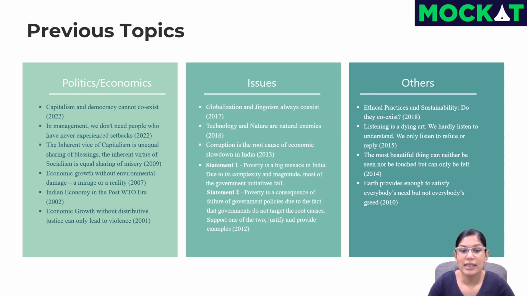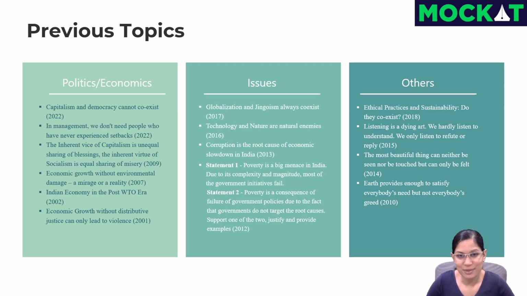In fact, if you see economic growth without environmental damage, something like technology and nature are natural enemies, these are things which keep recurring, right? So something like nature or climate change, these are things which keep coming up. Even economic growth, sharing the wealth, these are again things which would keep coming up. When it comes to issues, globalization and jingoism always coexist. We can consider this as an issue or even as a politics topic, because jingoism, extreme nationalism, you can also write on that side. Corruption, again a common favorite.